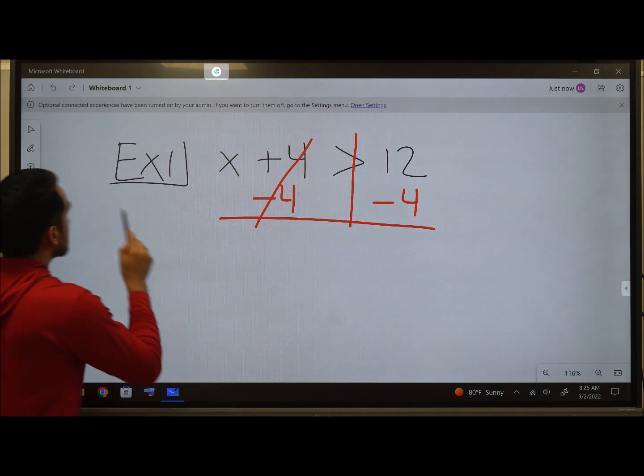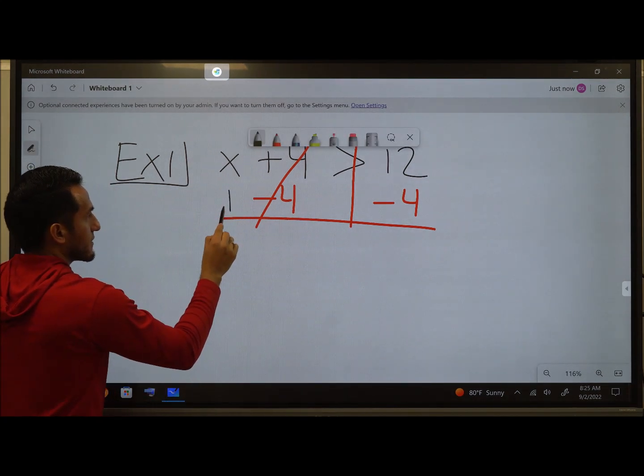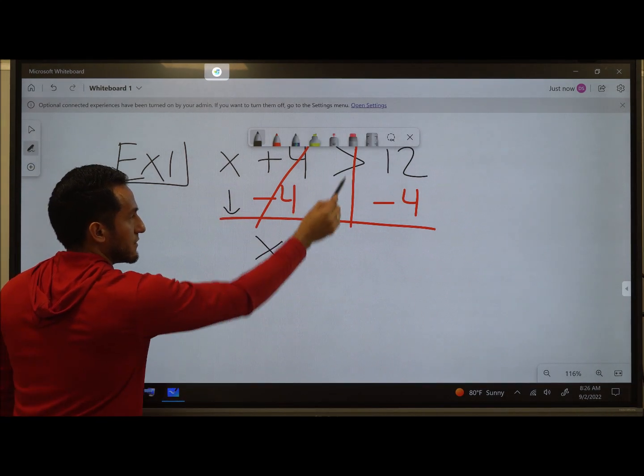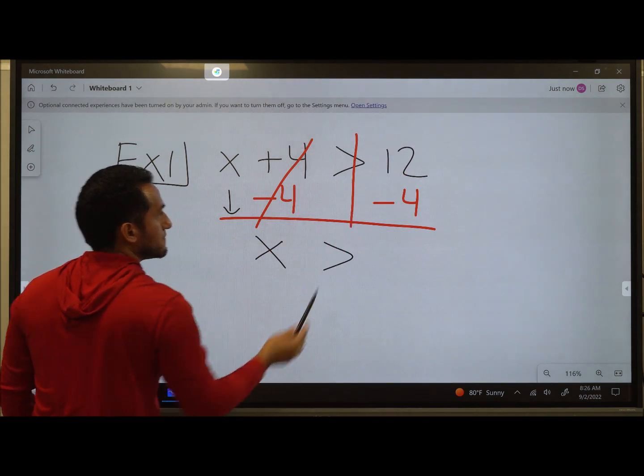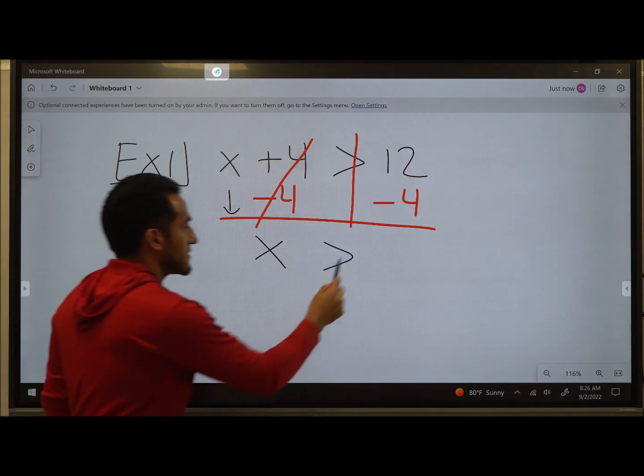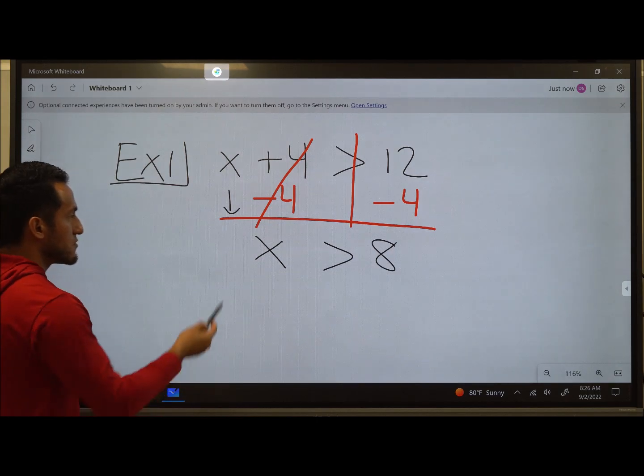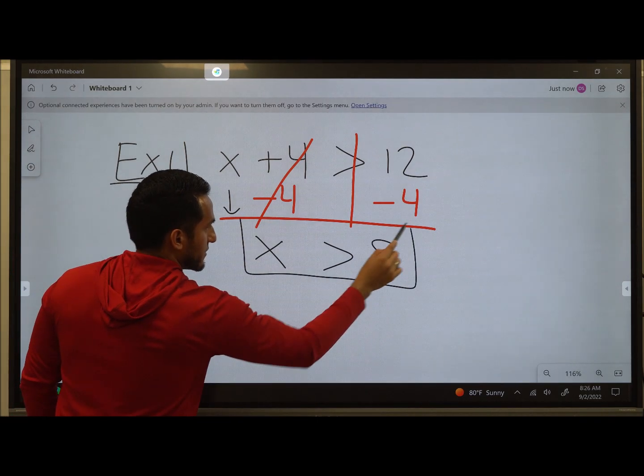The 4's are going to cancel. We're going to bring down this x. The inequality, you bring it down the way it is. And then you just subtract 12 minus 4 is 8. So now our answer says x is going to be greater than 8.